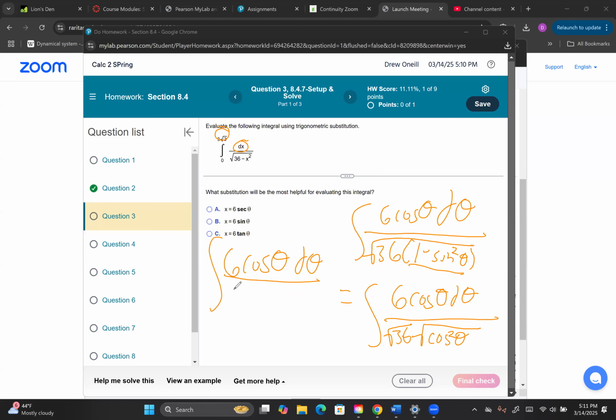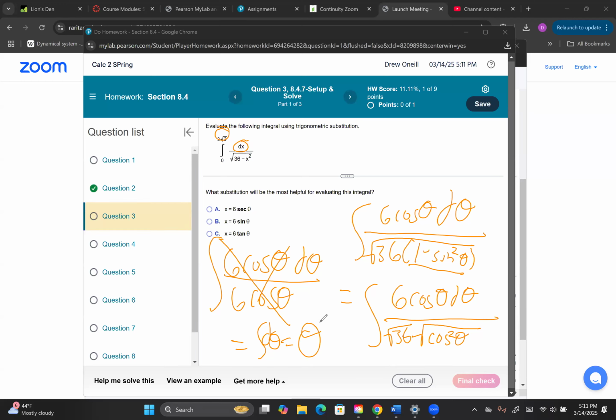And square root of 36 is 6. Square root of cosine squared is cos. And then they gave us a beautiful problem. Everything cancels except for d theta. So I really just have this, but we're not out of the woods yet. Now imagine if that was antiderivative of dx, we would just get x. So in this case, we just get theta.